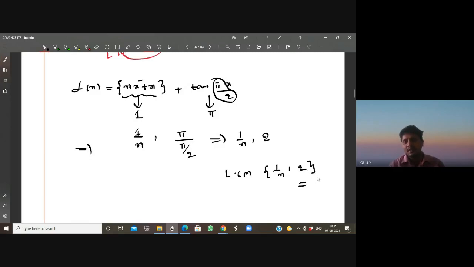Yes, LCM. N is any value. Remember, students, here we are going to get the integer part. Here n can take integers like 1 by 1, 1 by 2, 1 by 3, 1 by 4, 1 by 5. So finally the highest value we are going to get is 2. So 2 is the period of the given function.